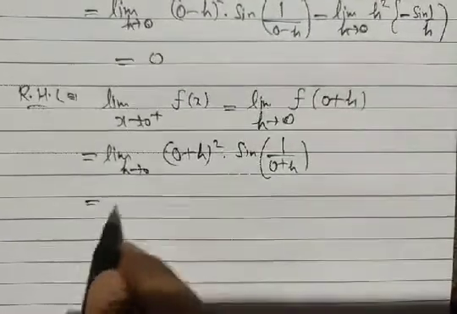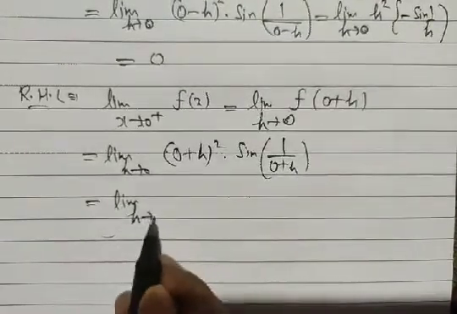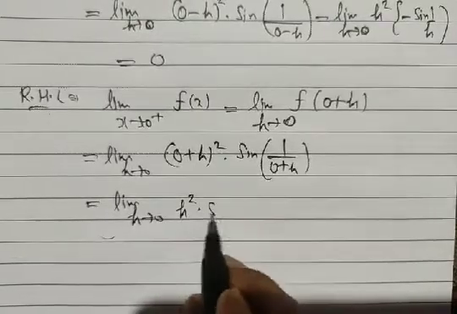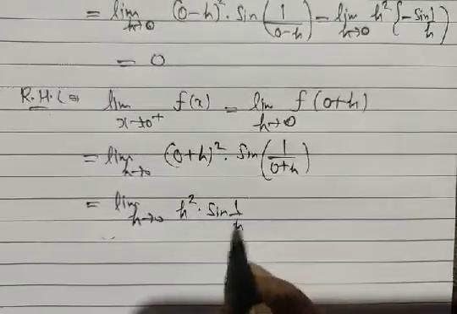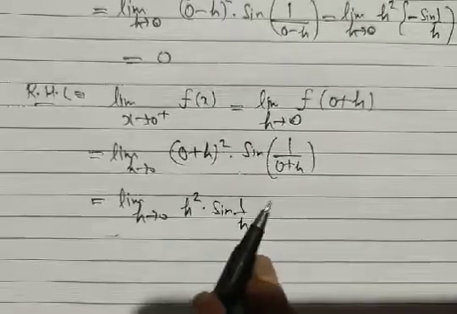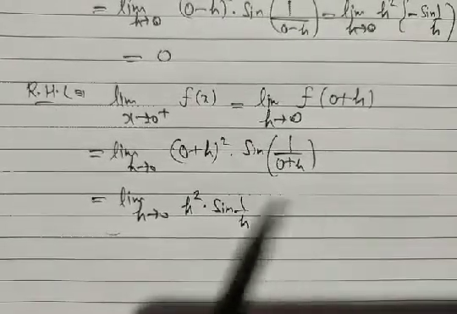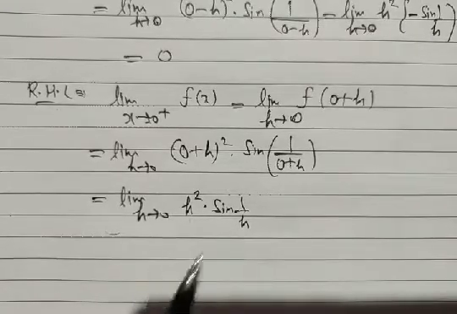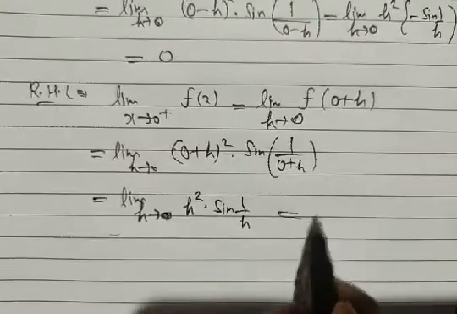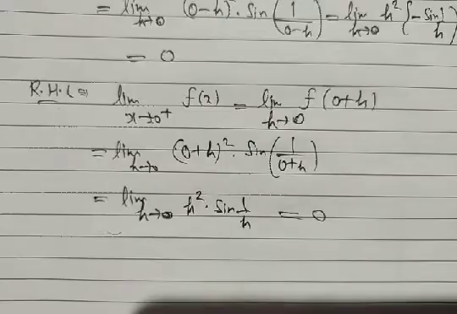Again we are going to solve it, so we get limit h tends to 0, h squared into sine 1 by h. Again sine 1 by h lies between minus 1 to 1, but it is multiplied with h squared when h tends to 0. Again this value is equal to 0 here.